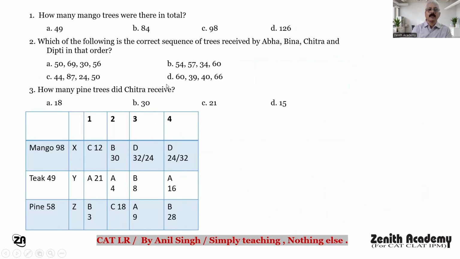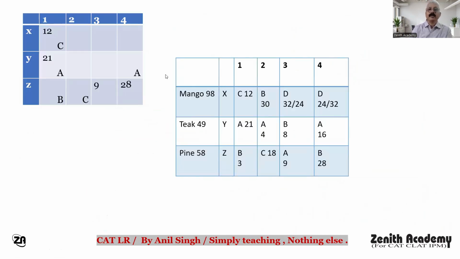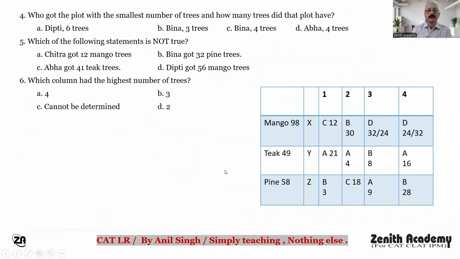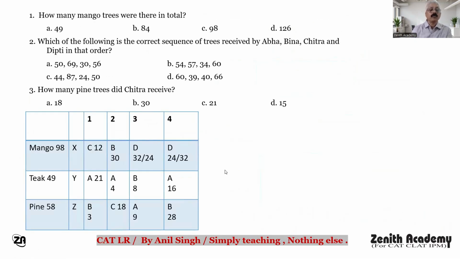This is the final presentation. And now see the questions. So it is very clear. Question number 1. How many mango trees were there in total? So 98. Answer is C.